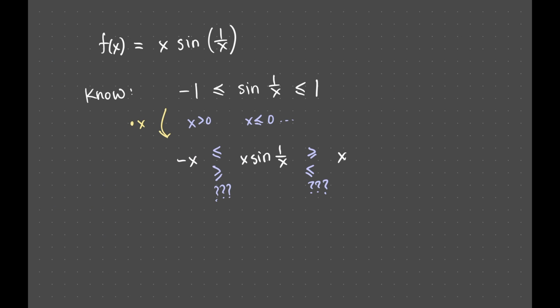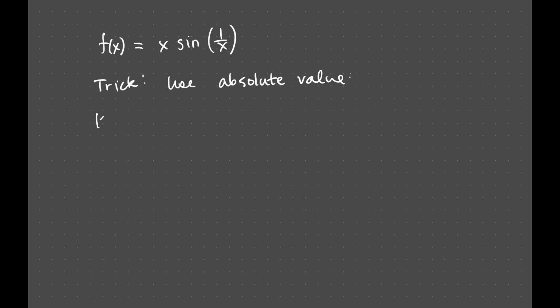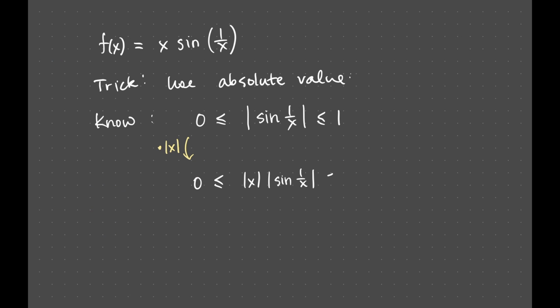A common trick, then, is to try to trap the absolute value of f by two functions instead. The absolute value of f is easier to trap because its sign is always non-negative. In terms of an algebraic argument, we can start with the absolute value of sine of 1 over x, noting that it's trapped between 0 and 1. Then we can multiply this string by the absolute value of x, and the direction of the inequality signs will be preserved because the absolute value of x is always positive.